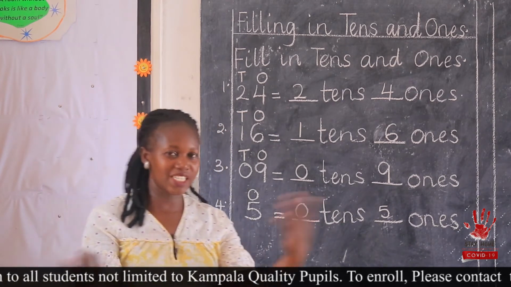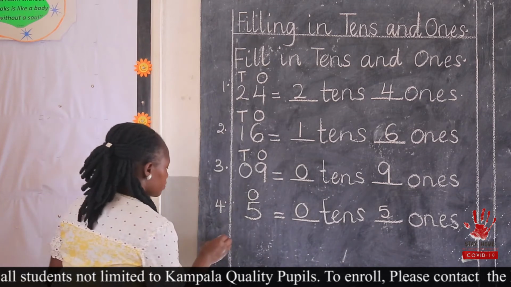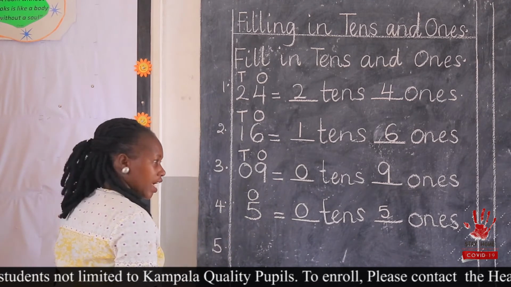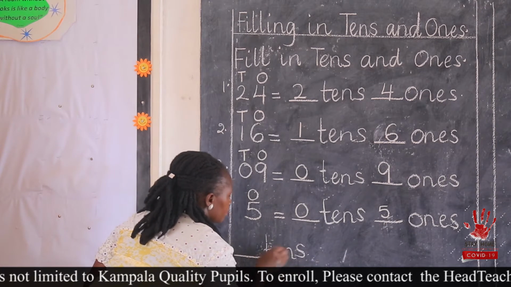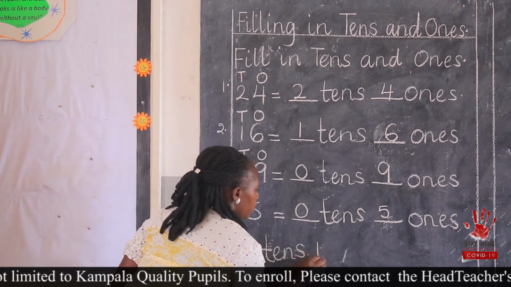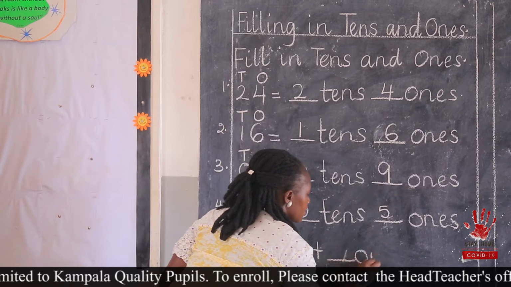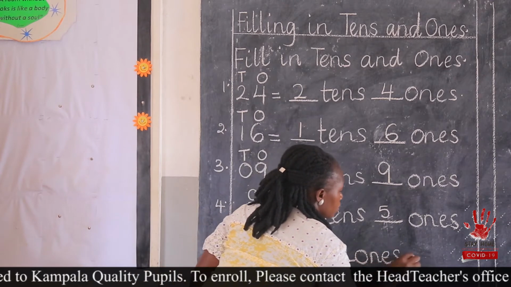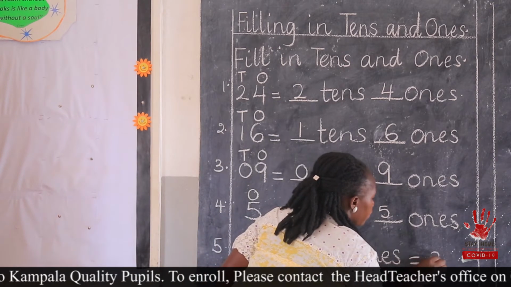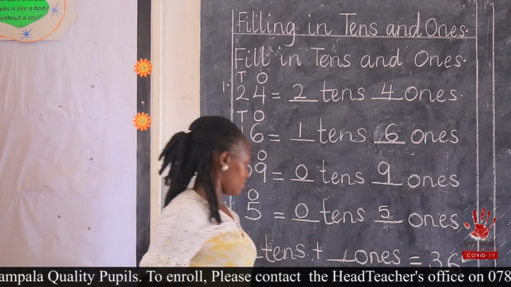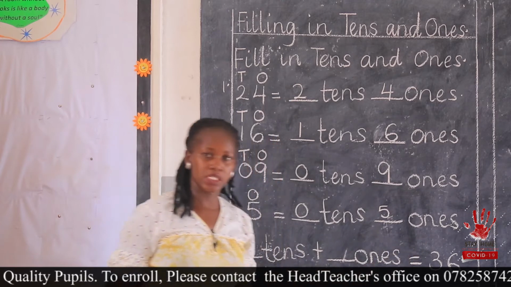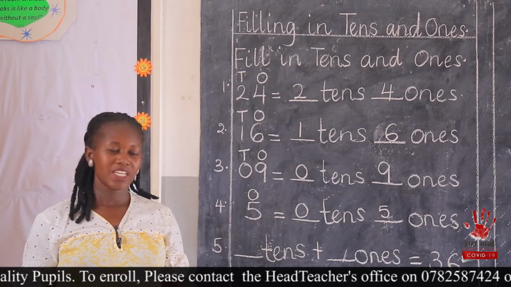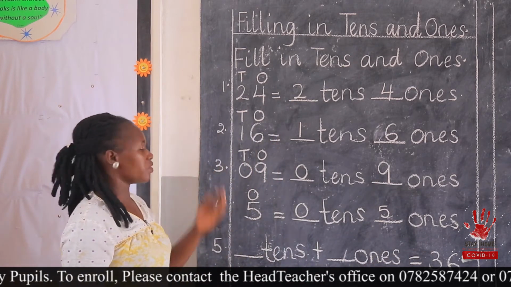Now I'm going to just interchange. I start with dash tens plus dash ones will give me 36. Dash tens plus dash ones will give me 36. Do you know what we do? It's just the same as what we did here.